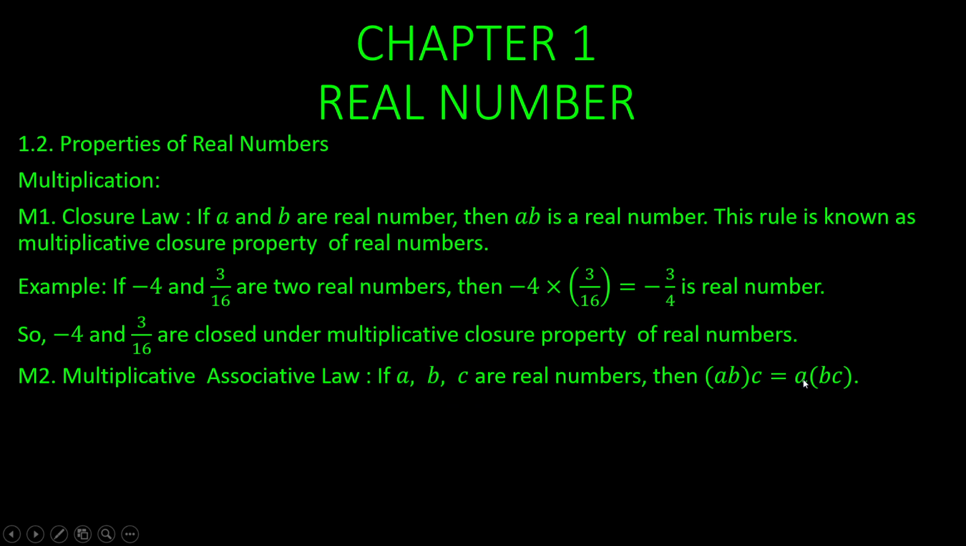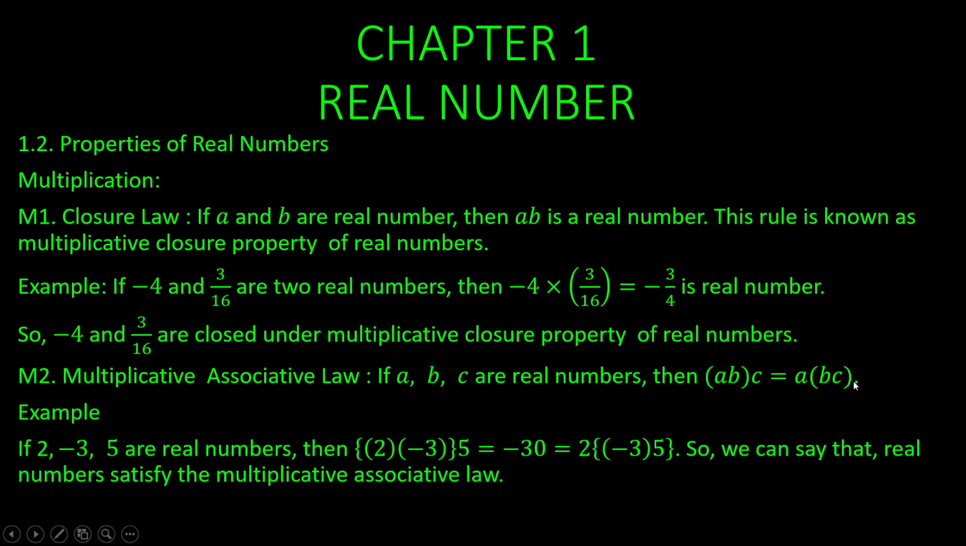M2, multiplicative associative law. That means if a, b, c are real numbers, then (ab) times c equals a times (bc), which is known as the multiplicative associative law.